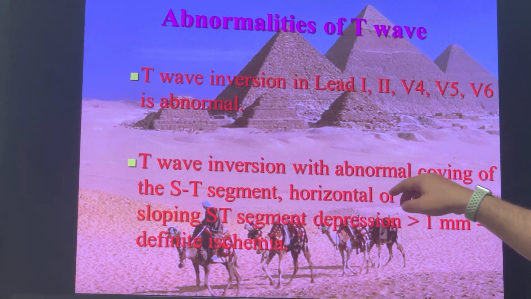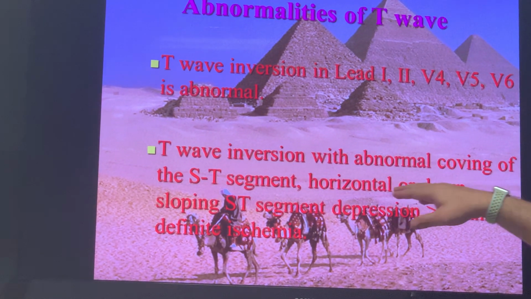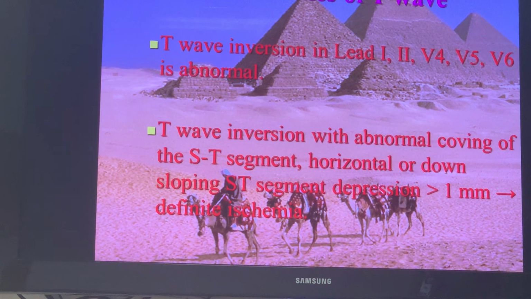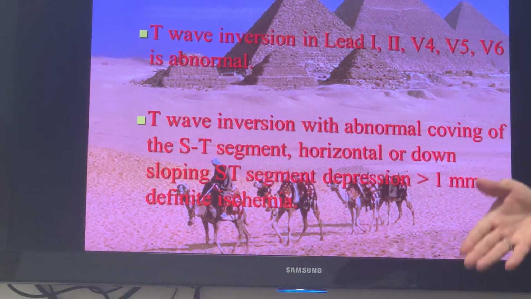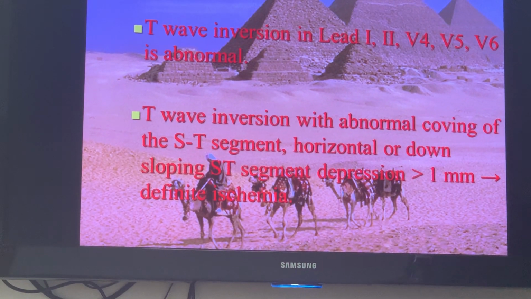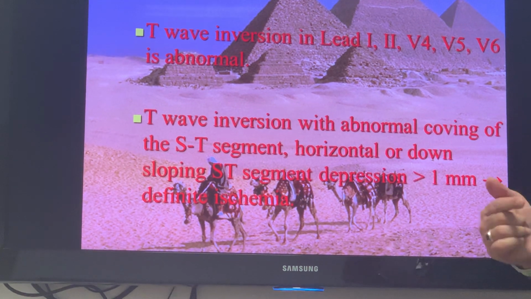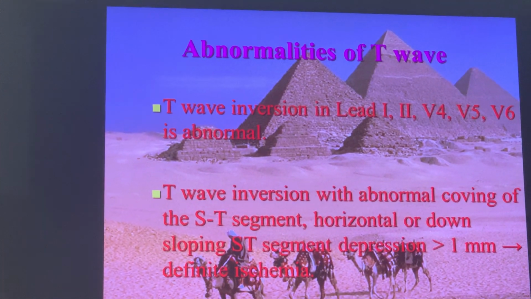T wave inversion with abnormal curving of the ST, we have taken it just earlier: horizontal or down-sloping ST segment depression of more than 1 millimeter defines ischemia. So in ST segment depression, horizontal or down-sloping, it's an ischemia together with the T wave. So we always interpret the T wave with the ST or some other issues. We don't interpret the T wave alone.